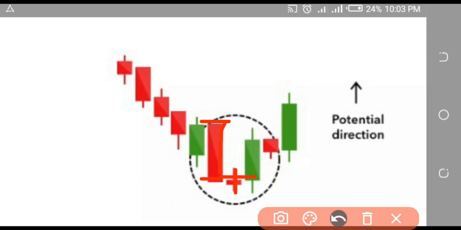If you watch the video where I talked about candlestick chart patterns, about the bearish candlestick chart, I made mention of this. So if you've not watched the video, I'm going to be leaving the link in the description below, or in the comment section, so you can get access to it. This shows an indecision.